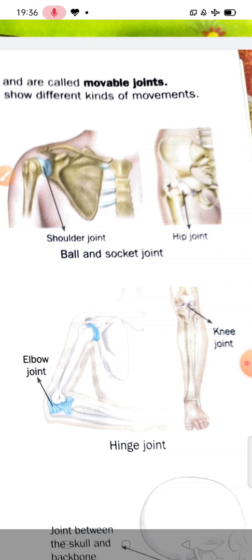Ball and socket joint, you can see the name. And what is a joint? The place where two bones meet together. In a ball and socket joint, one bone acts as a ball and the second bone acts as a socket. Understand? So I hope you understand, students.